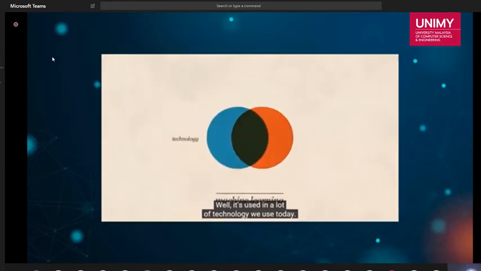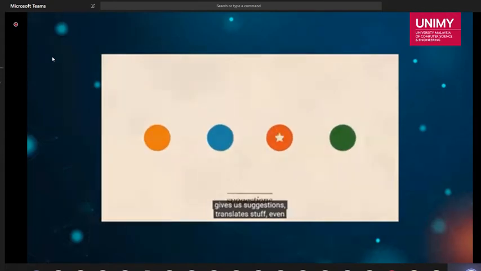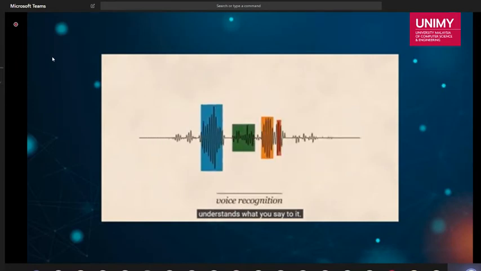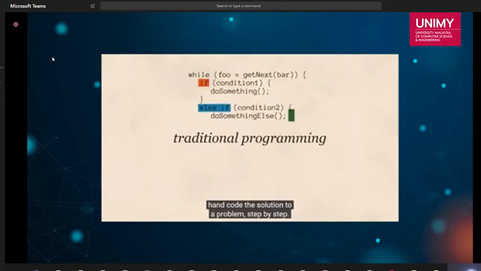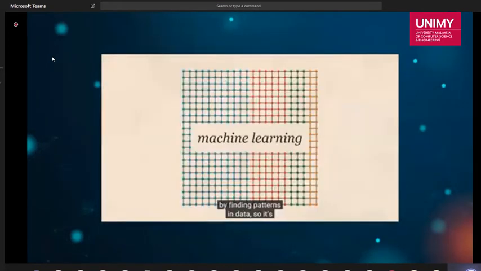Well, it's used in a lot of technology we use today. Machine learning helps us get from place to place, gives us suggestions, translates stuff, even understands what you say to it. How does it work? With traditional programming, people hand code the solution to a problem, step by step. With machine learning, computers learn the solution by finding patterns in data.